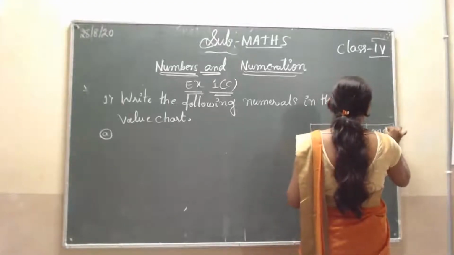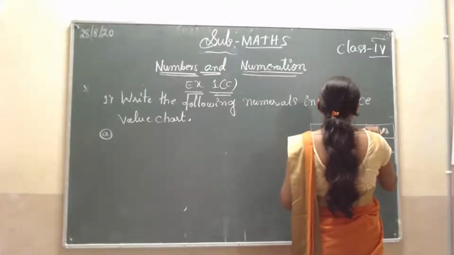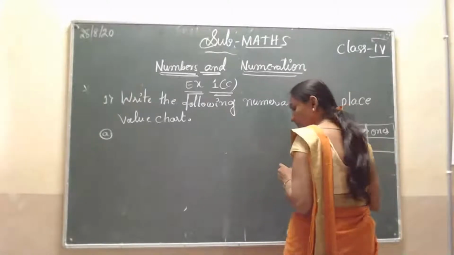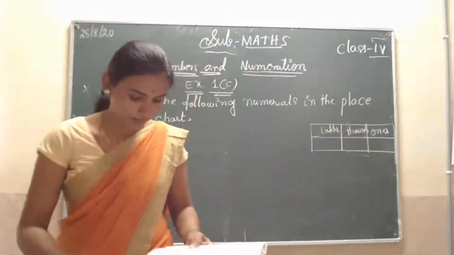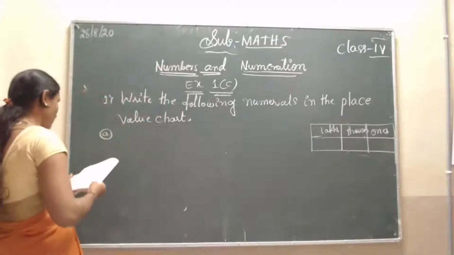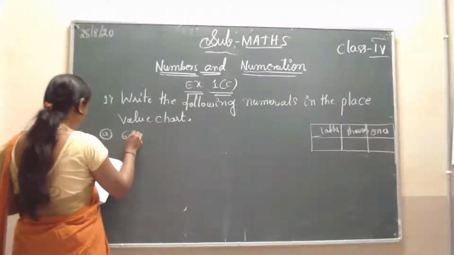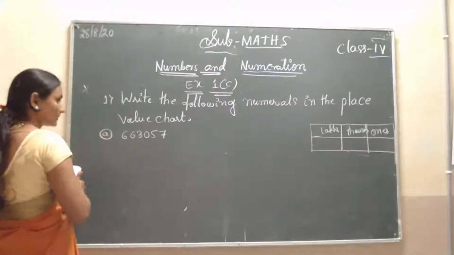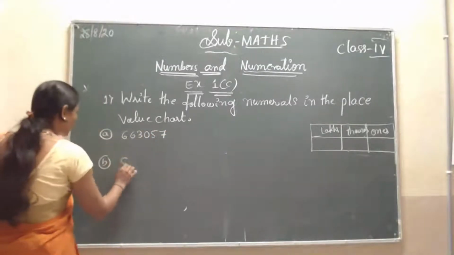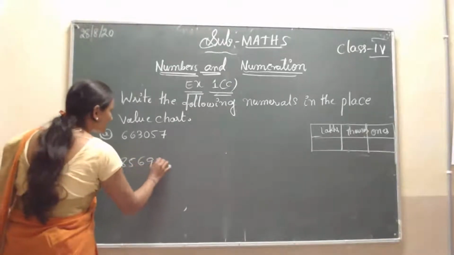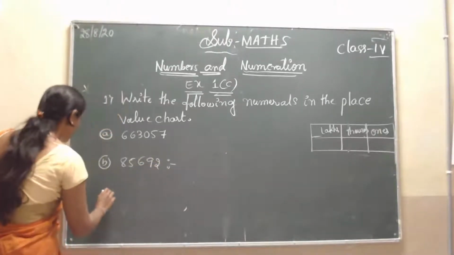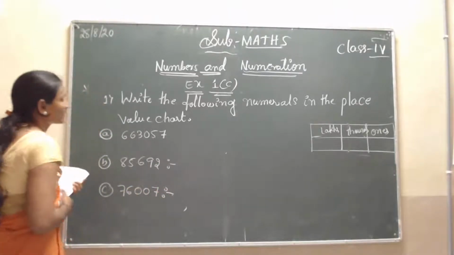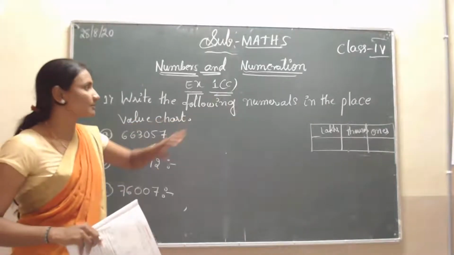That is the ones period, then thousands. Next we have the lakh period. What is the first question? So A is 6,63,057, B is 85,692, and in C, 76,007. Yes, students. So what do we do? Write the following numerals in the place value chart.